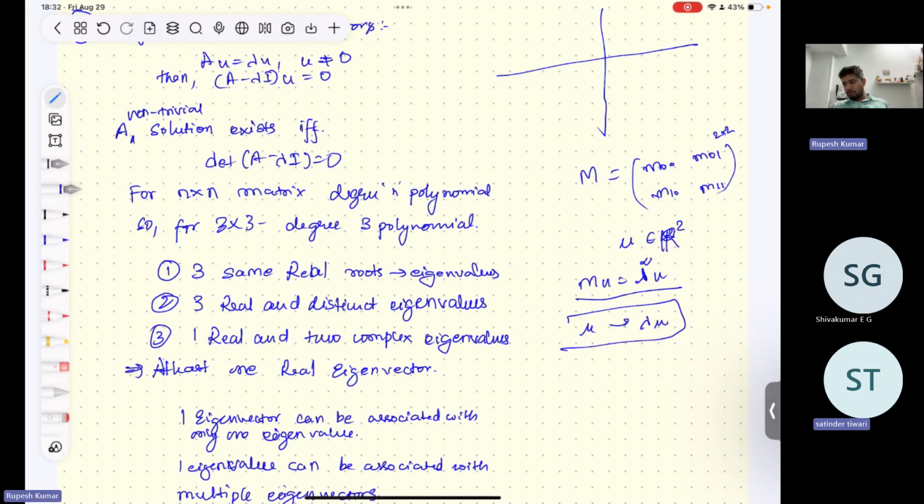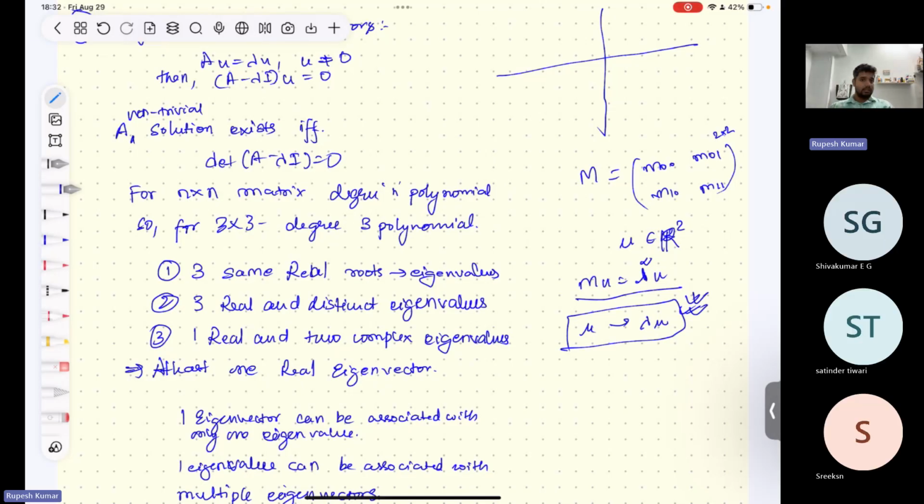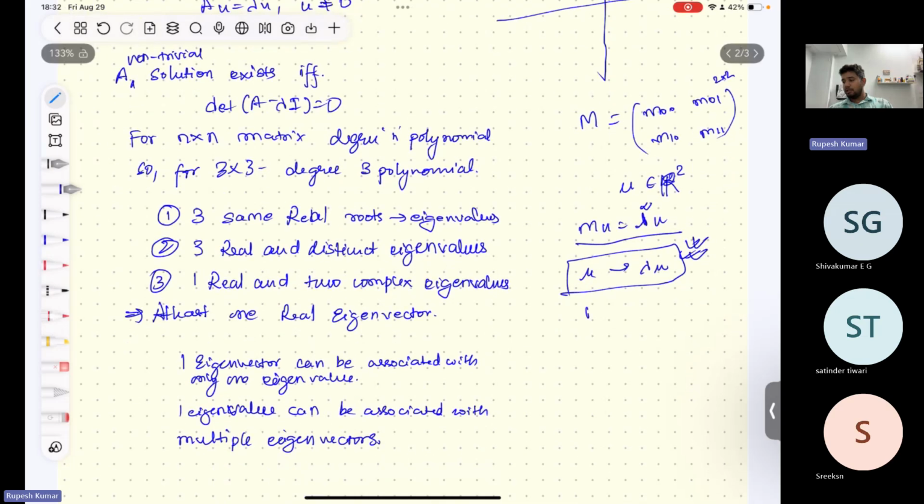I think we have seen it in scaling. Right, that's correct. So we have seen this for scaling matrices. For this to be true for all vectors, you have to ensure that matrix M is a scaling matrix. But what I am saying is it's not necessary. You can have any arbitrary matrix, and you can still find a vector U such that MU equals lambda U. This is always true if M is a scaling matrix.